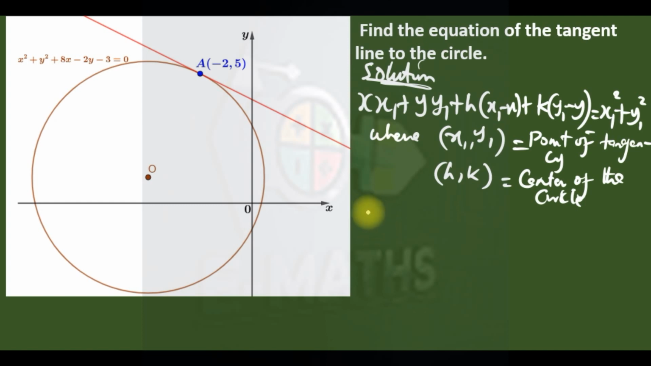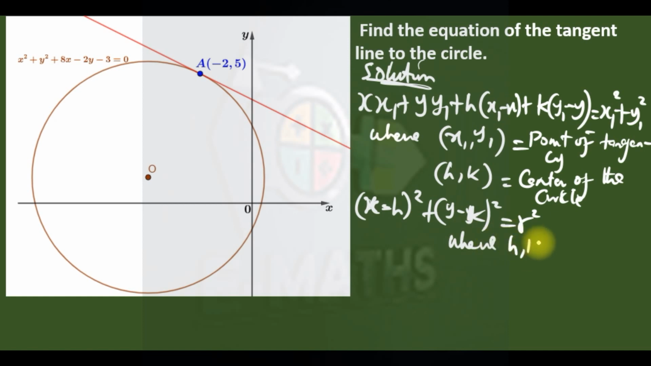So we know that the equation of a circle is always x minus h squared plus y minus k squared equals r squared, where h, k is the center of the circle and r is the radius. So we need to transform this equation to look like this. So whatever is here is now h and whatever is here is k. So we need to solve.